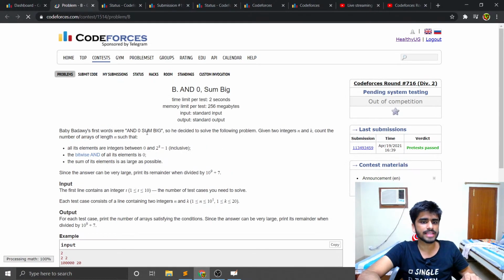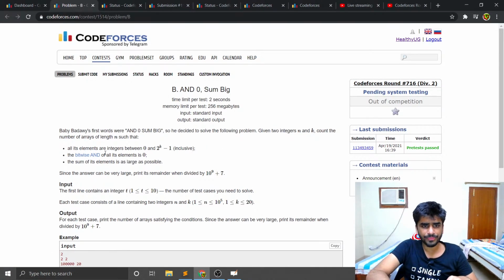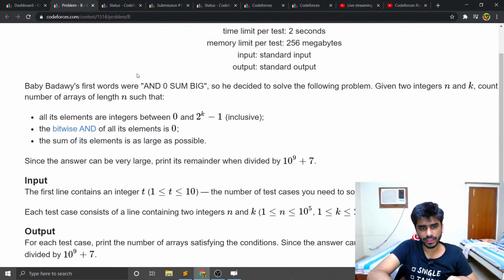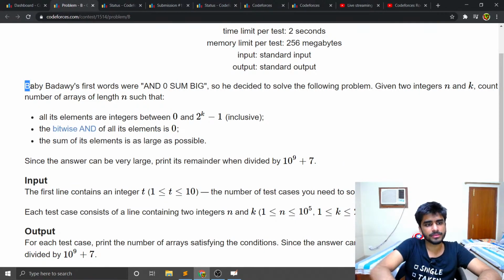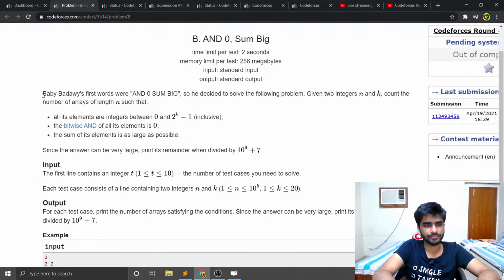Okay, so let's see the second problem now. Okay, the second problem is easy to think, but if you don't know modular arithmetic, then it might be a little problematic. But yeah, let's look into it. So basically what you have is, just a second. Okay, so: AND, Zero, and Some Big.